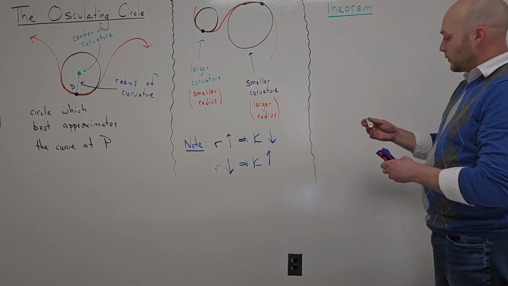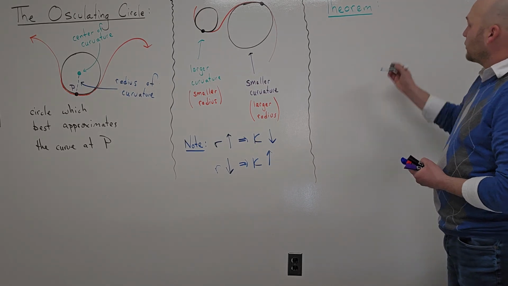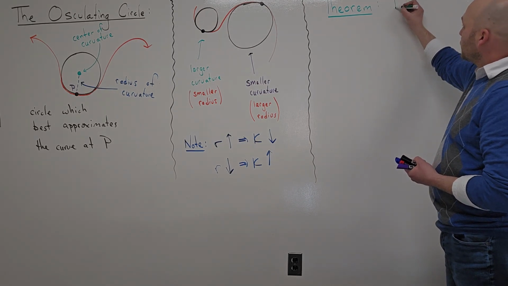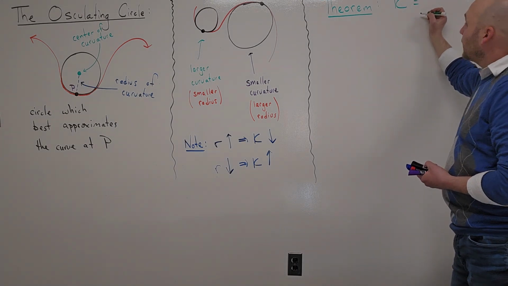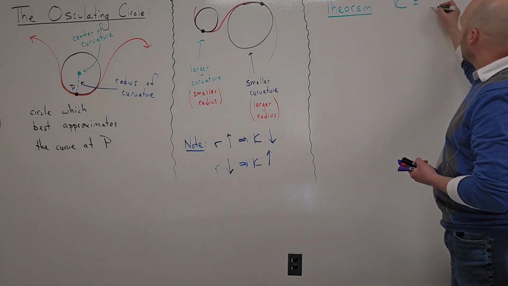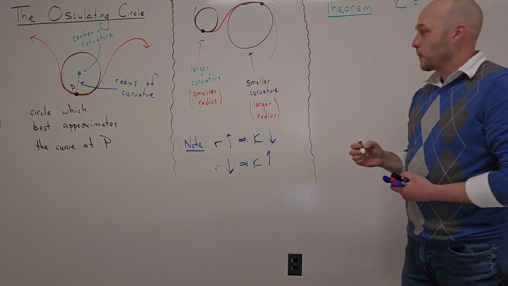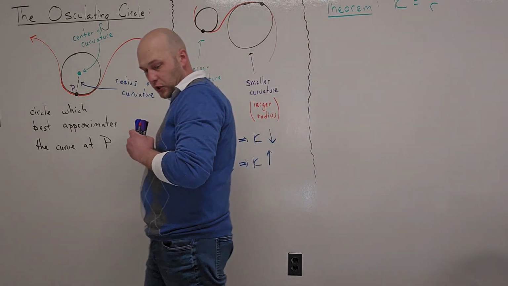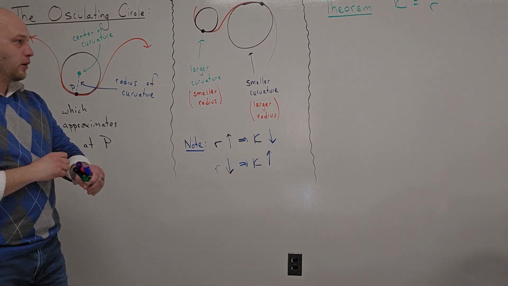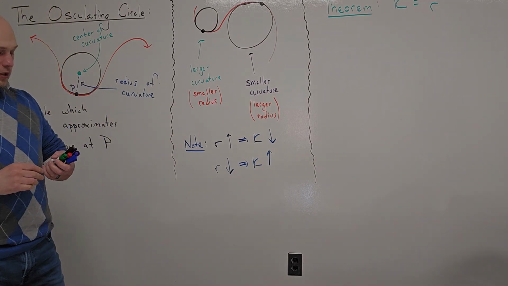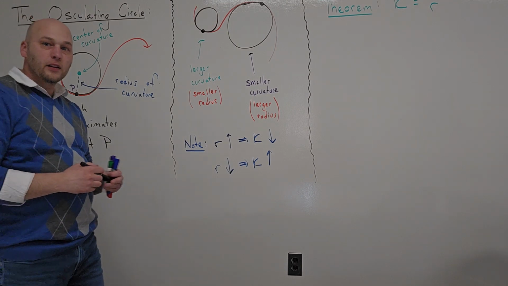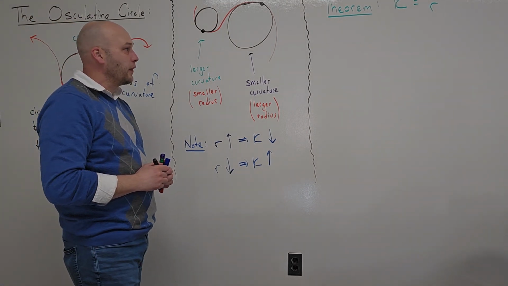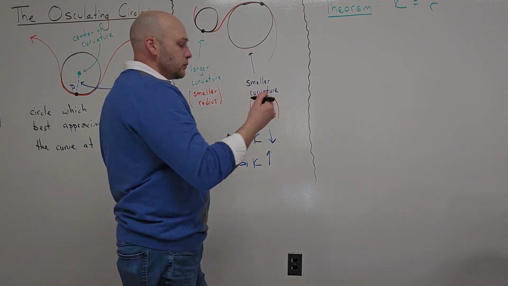So the theorem, I'm just going to state as follows. The curvature at a point is the reciprocal of the radius. Okay. So the curvature is the reciprocal of the radius. All right, so let's do an example for a fairly simple space curve. Let's find the equation of an osculating circle.